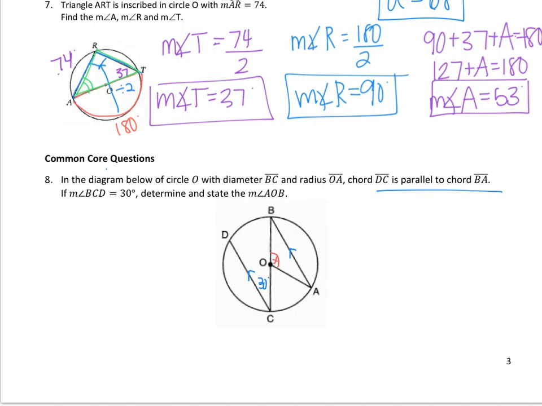Now, if you recall from Unit 2, parallel lines form congruent alternate interior angles. Notice that Z shape I just made? If this angle here is 30, then this angle up here is also 30. So angle ABC is also 30 degrees. Now something you have to recognize here is that this triangle OBA is made out of two radii, OB and OA, and then also a chord. All radii in the same circle are congruent.